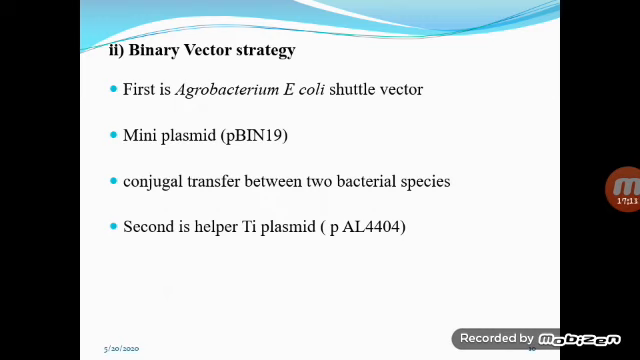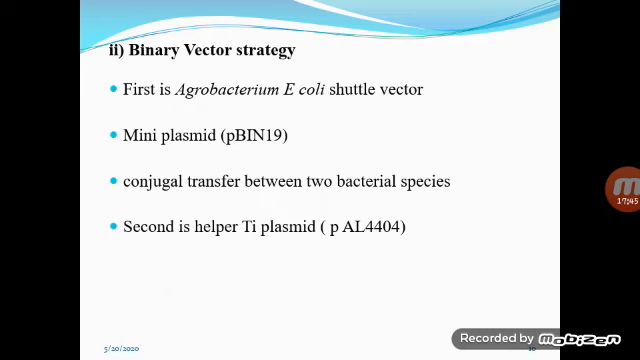This mini plasmid, pBin19, is designed to replicate in both E. coli and Agrobacterium and is capable of conjugal transfer between the two bacterial species, by simple conjugation tube formation. It also has a copy of the lacZ gene containing multiple cloning sites.